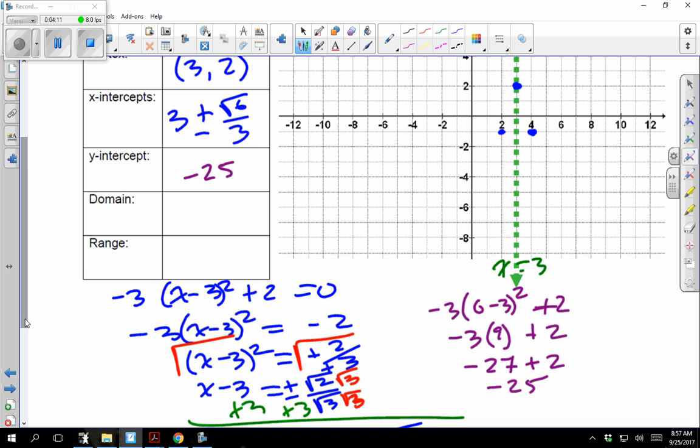So negative 25. That puts that intercept way down here, which means this is also going to be 3 over, way down here. So this is going to be really narrow, isn't it? Oh, by the way, 3 plus or minus root 6 over 3 is going to be real close to 2 and real close to 4. So when I graph this, I've got all these points right here.